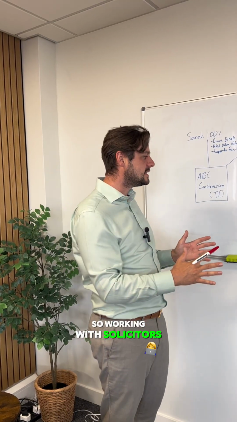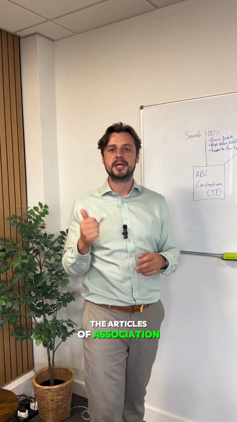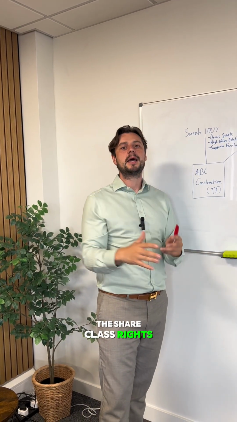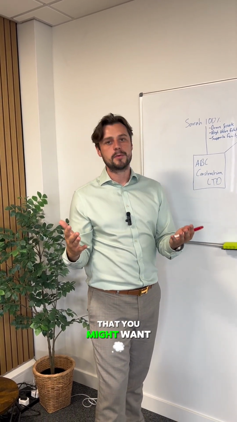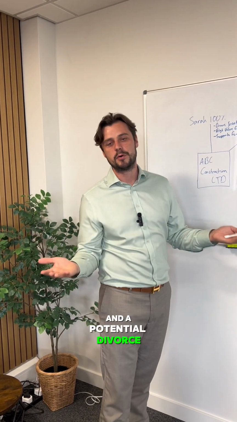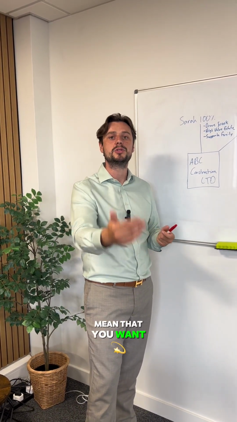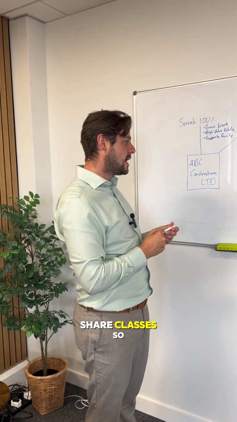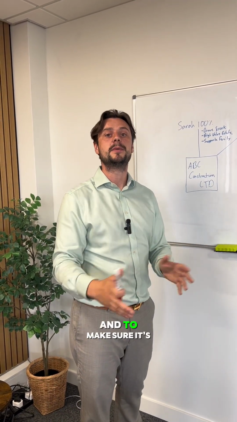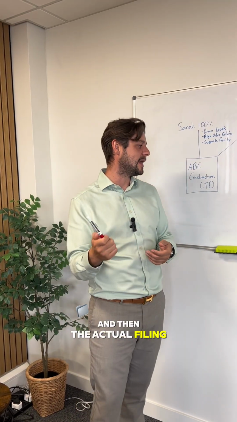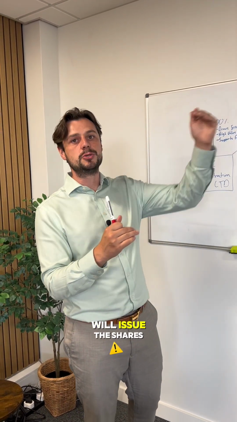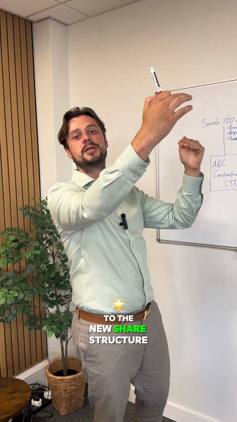Working with solicitors, you're looking at amending the Articles of Association that govern the company, and that will set the share class rights and any clawback clauses you might want if you've given shares to a husband or wife, where a potential divorce or other circumstances could mean you want to claw back those share classes. You would also look at resolutions and board minutes to document the whole process and make sure it's compliant. Then the actual filing is SH01 and CS01 at Companies House, which will issue the shares and allocate them to the new share structure.